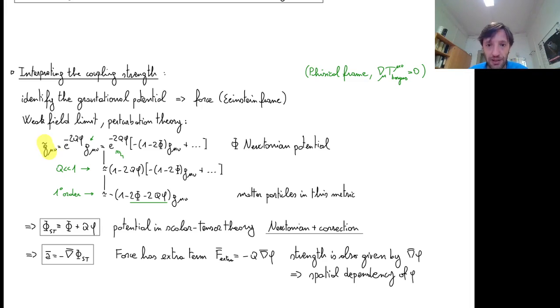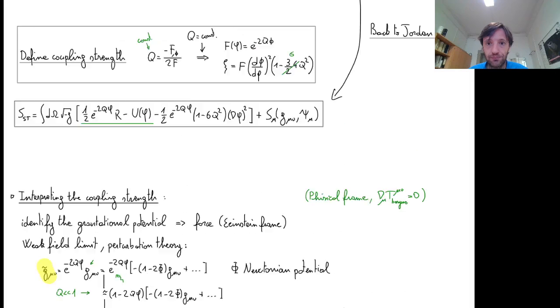So what is our metric? Well, that's our metric g that contains the coupling, and therefore after the conformal transformation it acquires this term here. Okay, so that's our metric. When we go back with the terms Q, we have this additional term here.